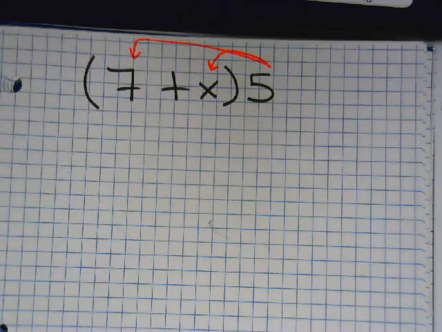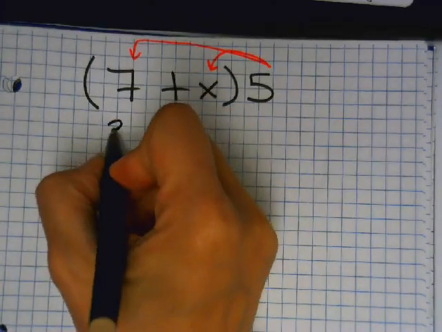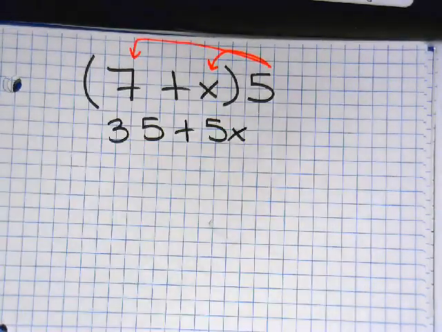All right, what do we get? 35 plus 5x. Perfect. I got that too. Good job.